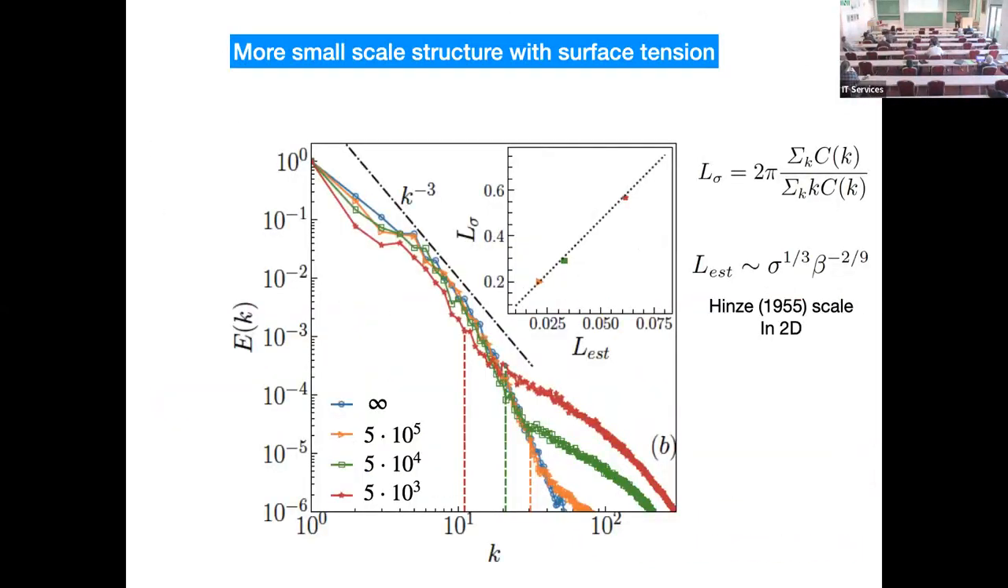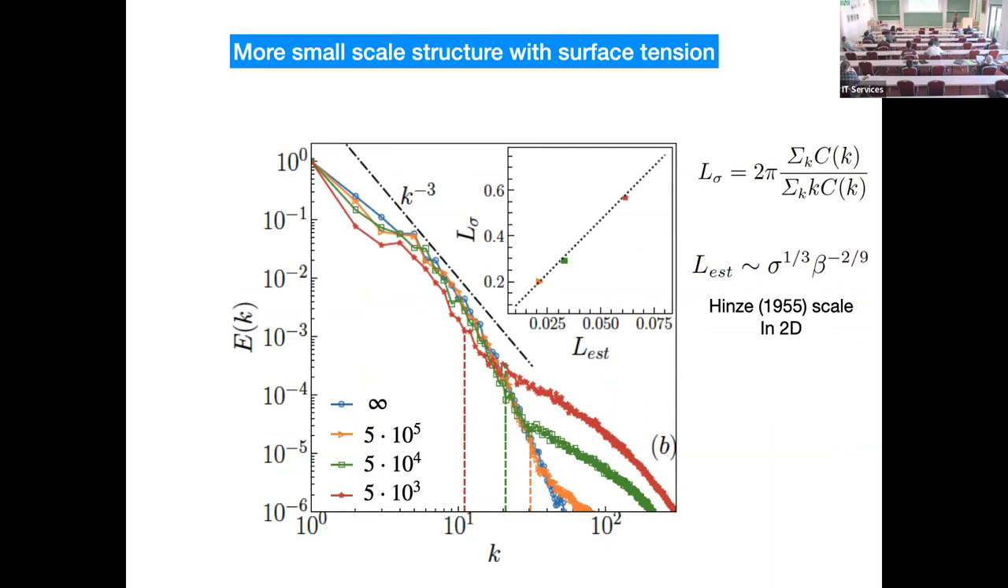So the point is, and this is the spectrum, E(k) versus k. You see that as you increase the surface tension, the small scales become more and more energetic. So the only difference is that now we know where it's coming from. We could have just done this simulation and seen the small scales, but now we know where it's coming from.